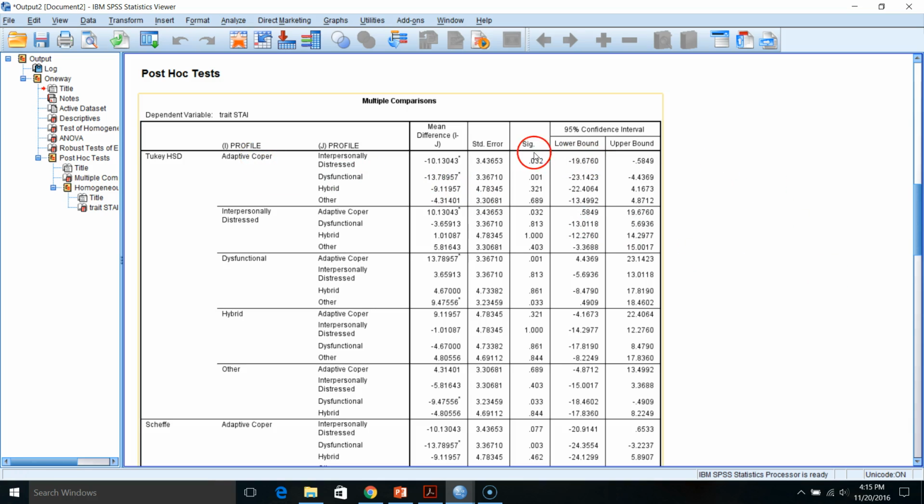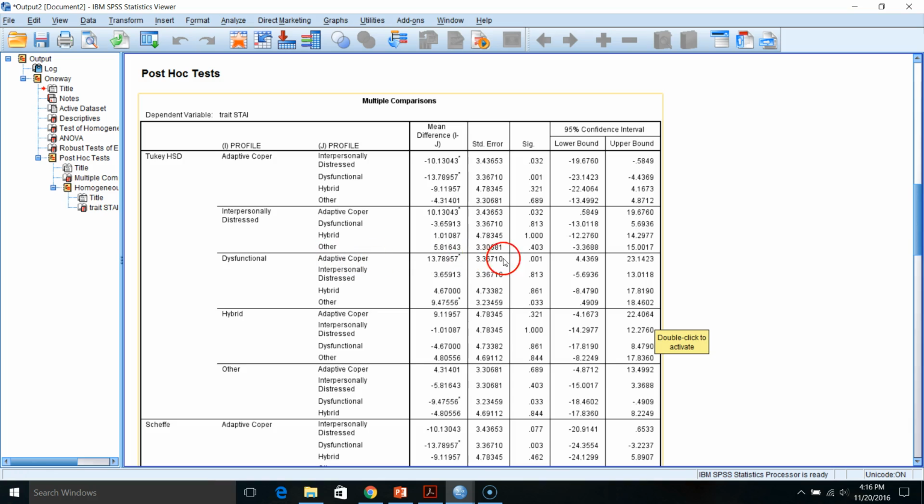So again, statistically significant differences here and here. If you look at the confidence intervals around these, we see that they include 0. That's just another way of saying that it doesn't look like these are statistically reliable after making adjustments for Tukey. Here we go down and look at our interpersonally distressed versus our adaptive copers, but we've already looked at that up here. This is just how the table is set up. We see a difference between our adaptive copers and interpersonally distressed. We already knew that. Interpersonally distressed don't look different from dysfunctional, hybrid, or other groups.